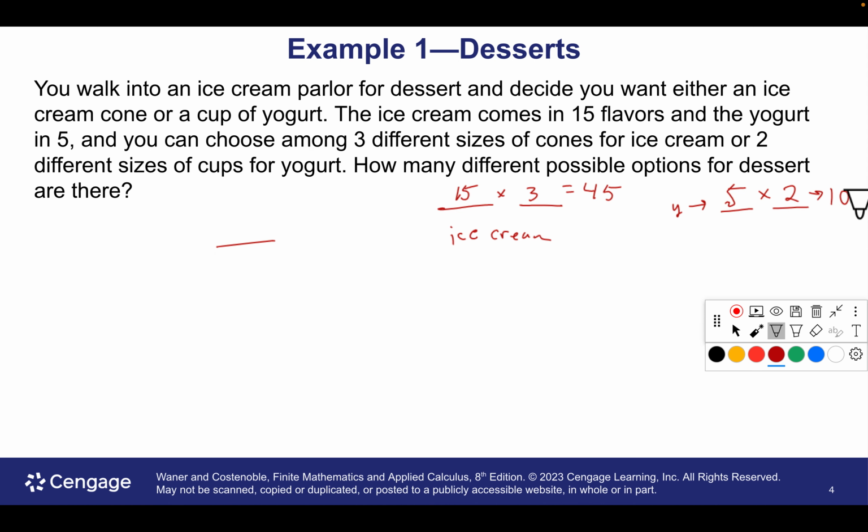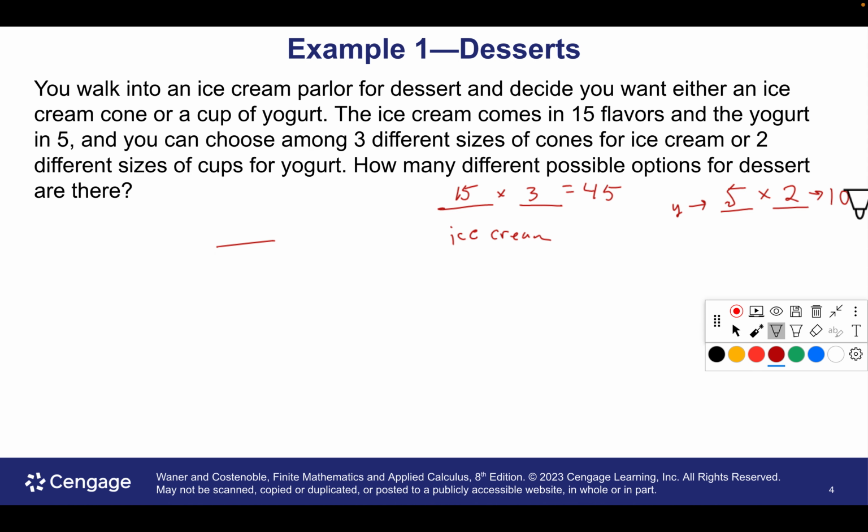Times or plus? How many say plus? A couple of you. How many say times? Okay. How many decisions are we going to make? We're only going to get 1. So here's the first. So we make the decision. We're either going to get ice cream or yogurt, right? Ice cream or yogurt. So if we do get the ice cream, we've got 45. If we get the yogurt, we've got 10.